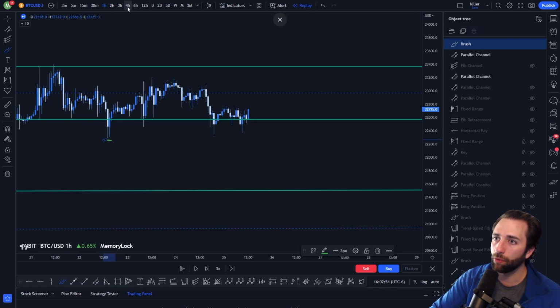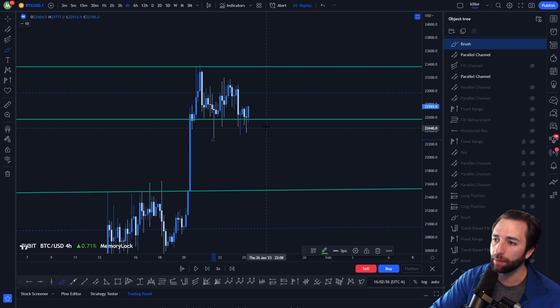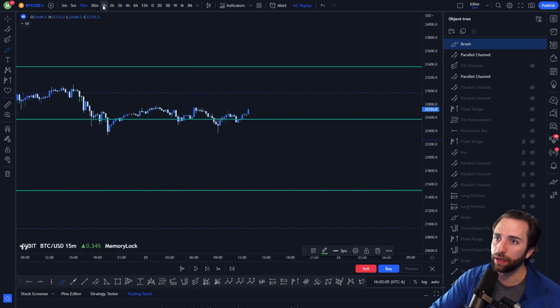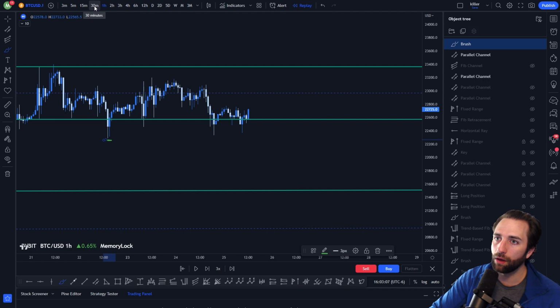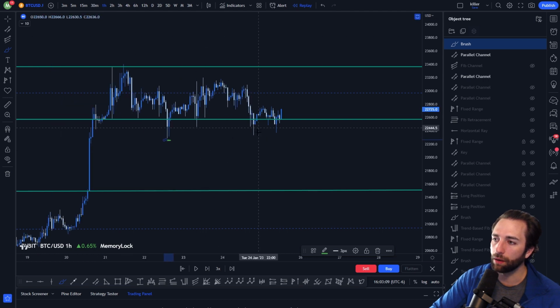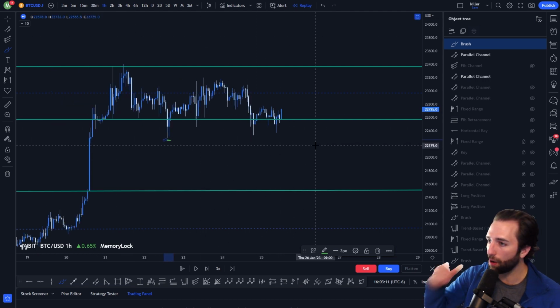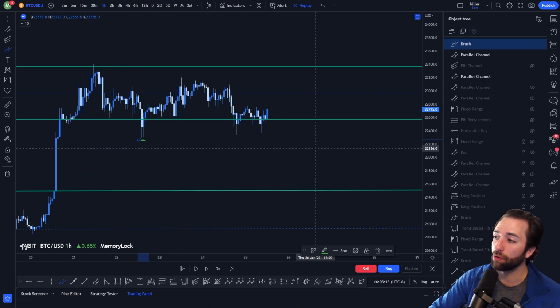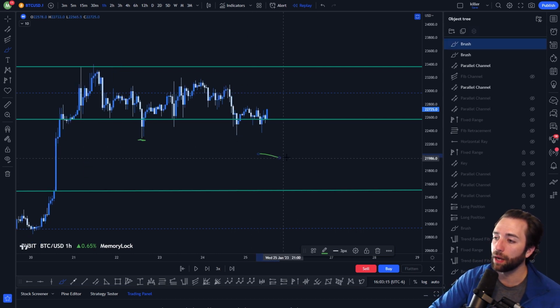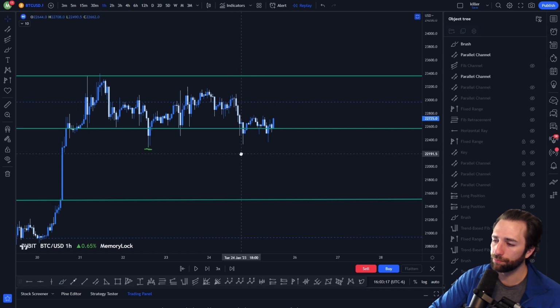And also, I want to point out, if we go to a four-hour time frame, price did not close below the channel on a four-hour time frame. It's actually holding the low, okay? So although we are seeing it deviate slightly, on a four-hour time frame, the channel is still holding. So that's something else to keep in mind, right?